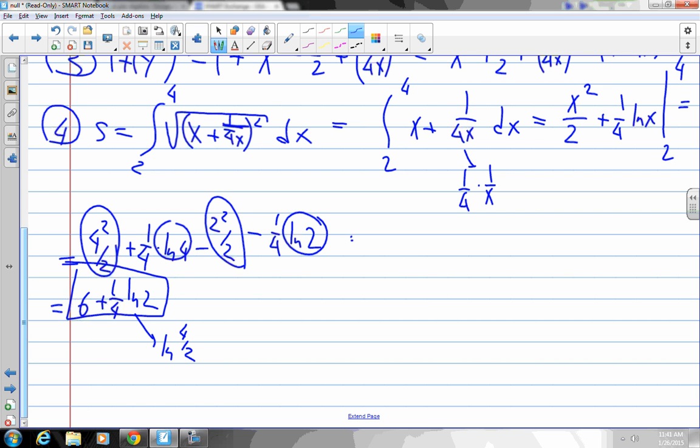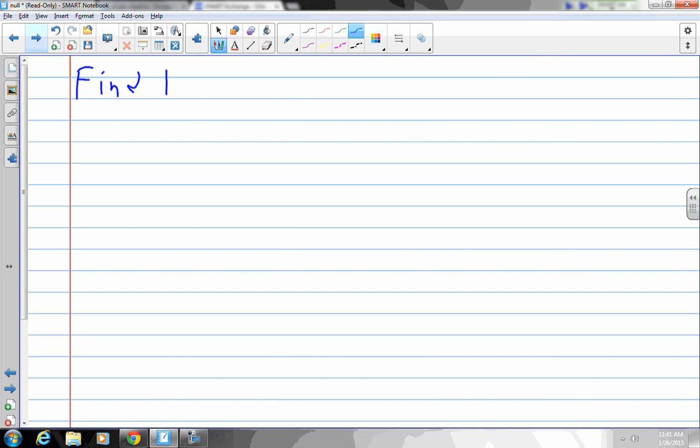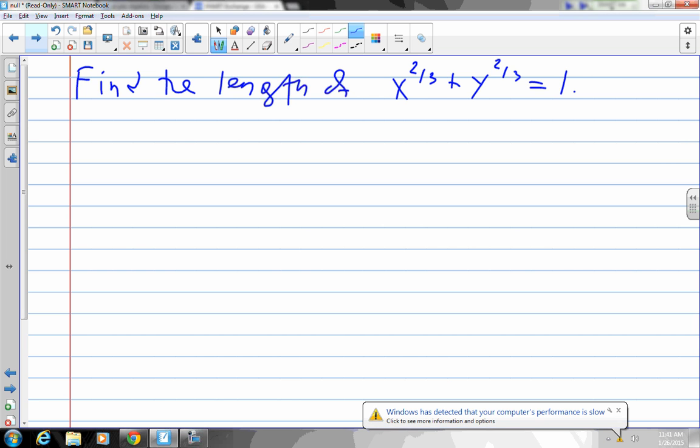All right, so find the length of x to the power 2/3 plus y to the power 2/3 equals 1. Ooh. Okay. Now, clearly, not a function, right? It has this circular smell to it. It has the same kind of setup. It's a cube root of x squared, and then cube root of y squared, and then equals 1.